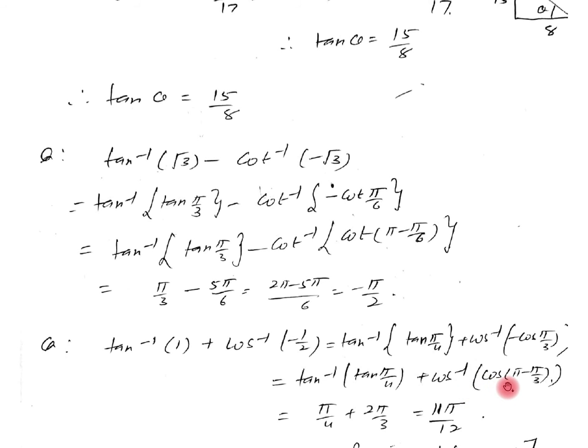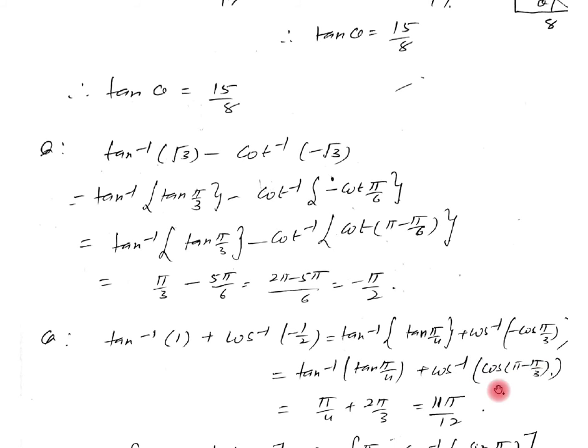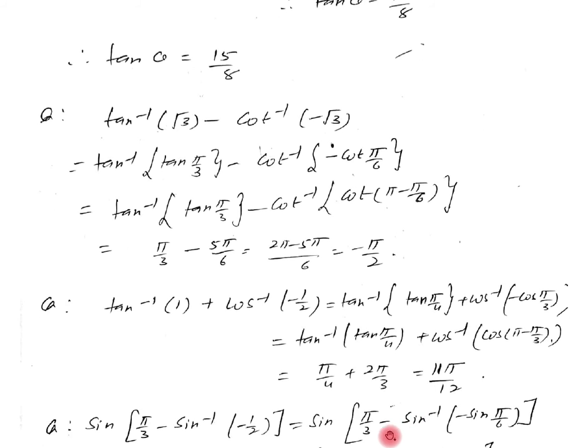Cos inverse cos of pi minus pi by 3. So it is what? 2 pi by 3. Simplifying pi by 4 plus 2 pi by 3, and by taking the LCM and solving it, it is equal to 11 pi by 12. Let me take one more question.